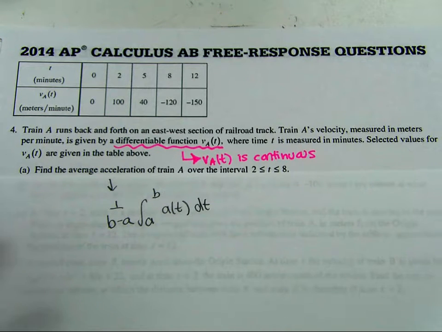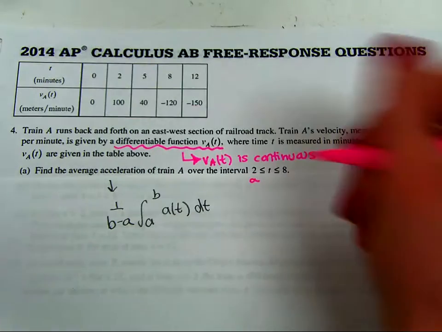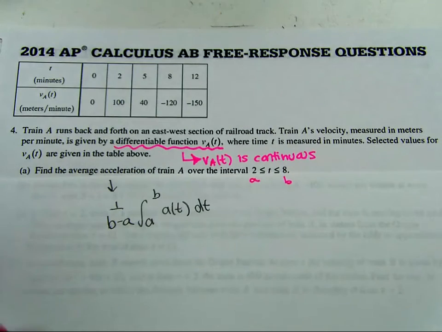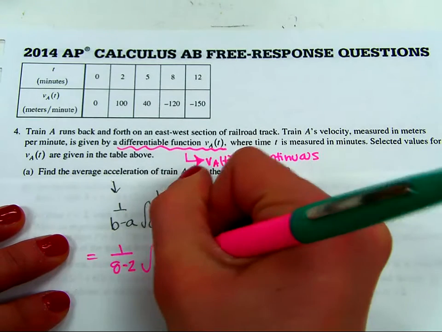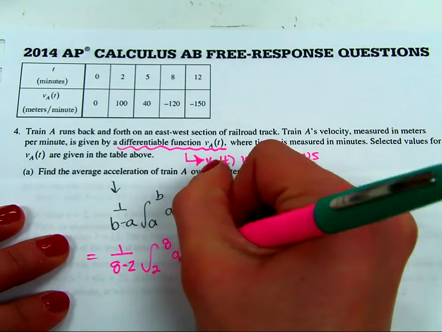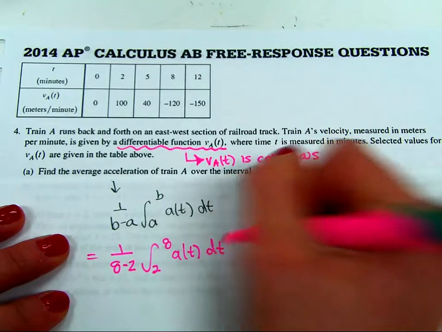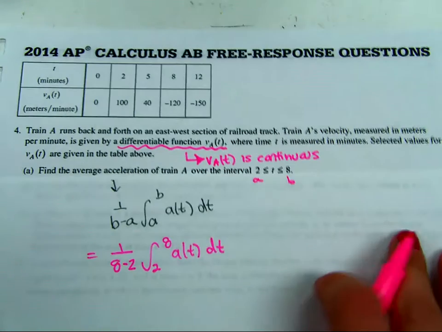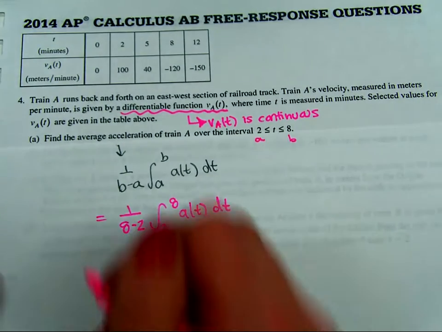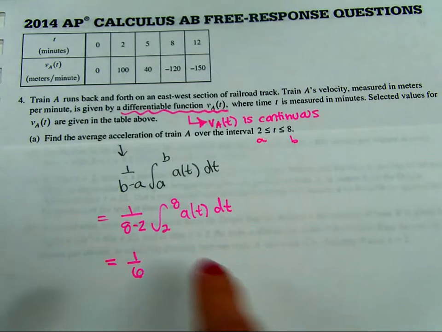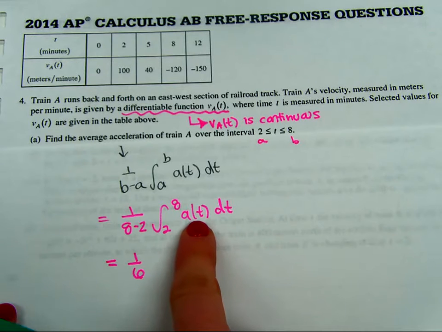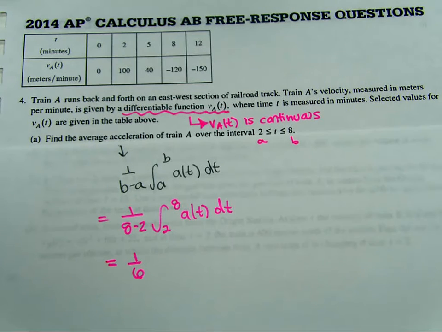All right, and it looks like our 2 is going to be our a, our 8 is going to be our b. So if we plug those in, 1 over 8 minus 2, integral 2 to 8 of a of t dt. And if we simplify that a little bit, 8 minus 2 is 6, so that's 1/6. And then what do we do over here? If they actually gave us a formula for acceleration, maybe we could take the antiderivative there. We really can't do that.